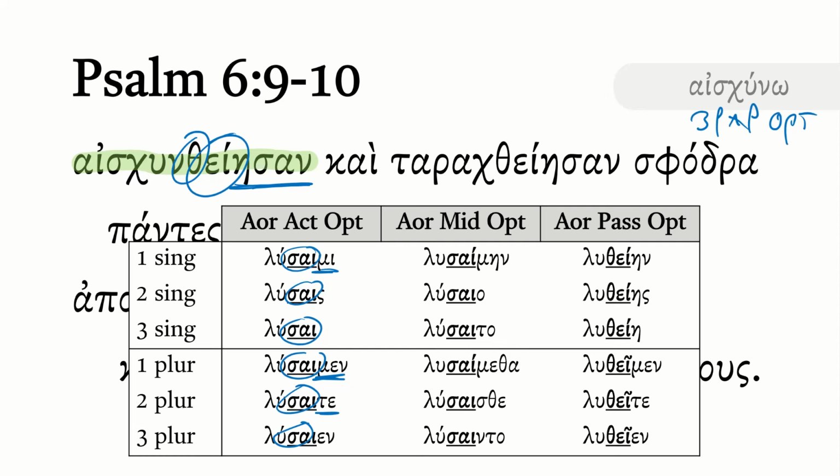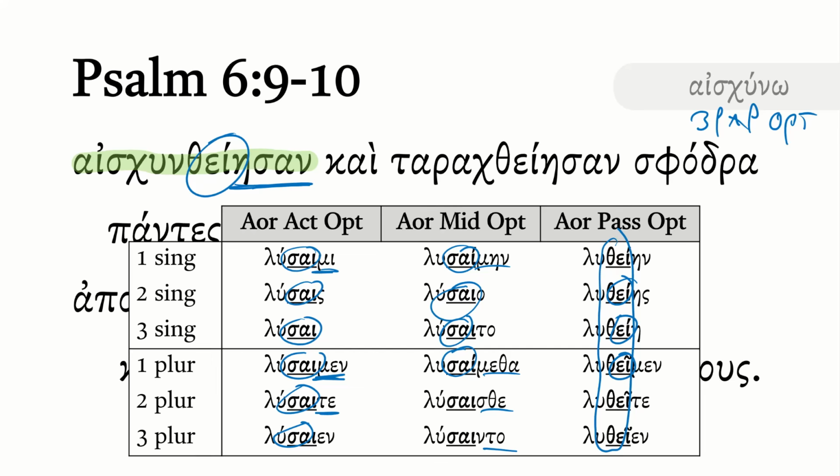If you look at the middle, you'll see some familiar endings like the -mentha or the -stha or the -untai there, but again, an -sai aspect infix. And then you move to the passive, and you will see the -theta that should be familiar across the board if you're used to the aorist passive, but you have an -ei across the board with some endings. And so that's how the optative is formed, in case you haven't really looked at it before.